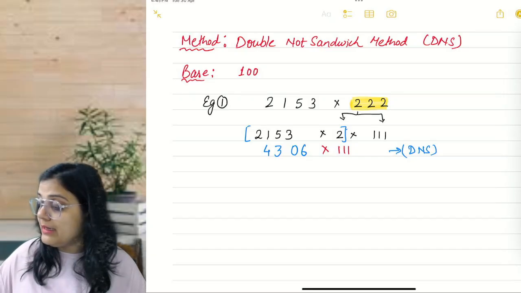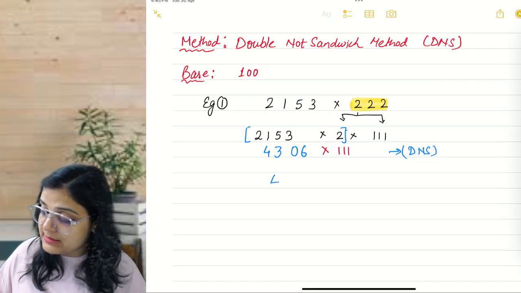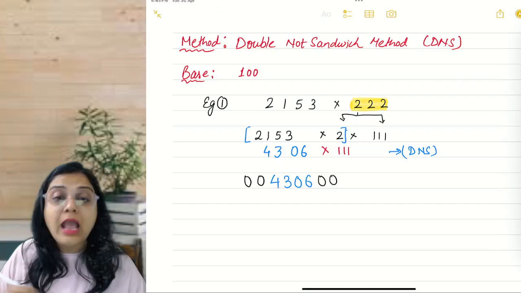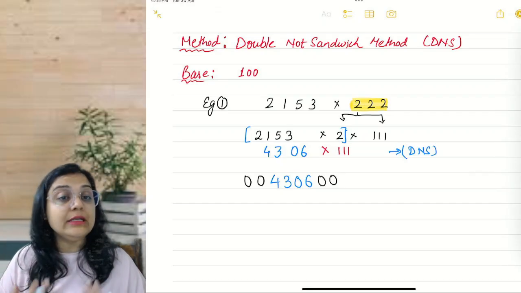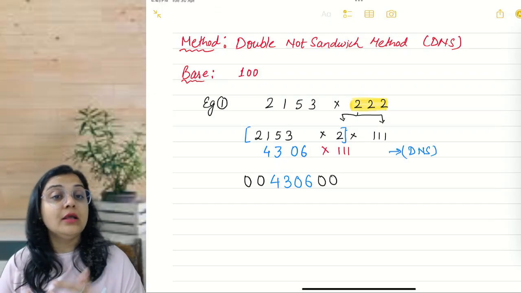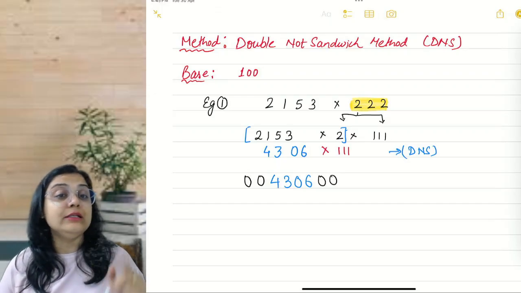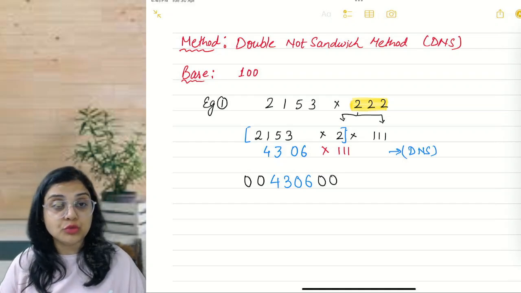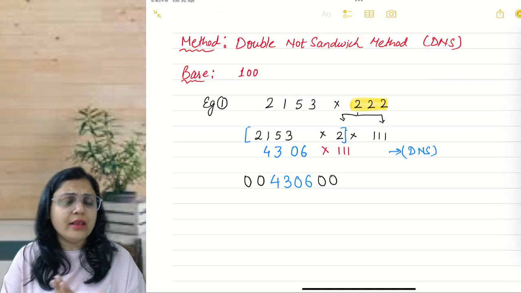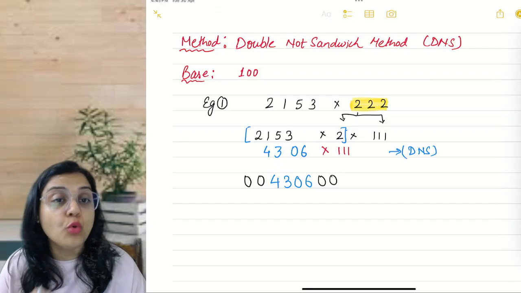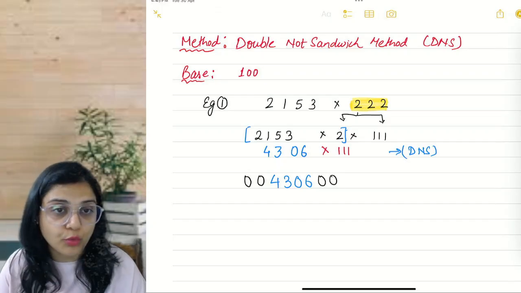What does the DNS method say? It says sandwich the given number in double knots. So I am just putting double knots in the beginning and double knots in the end. These are the additional zeros that we are putting. Alright, I told you in the previous video as well, try to avoid writing these additional zeros. If you have practiced well, you would be able to skip those zeros. Alright, and if not, it's okay. Even if you are writing it for some time, that is okay. Gradually it should go.